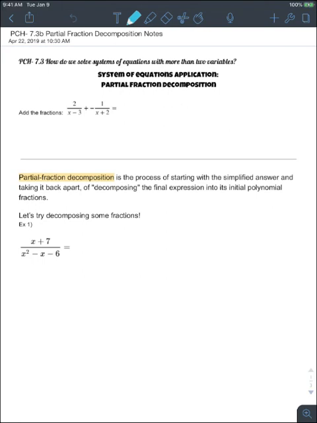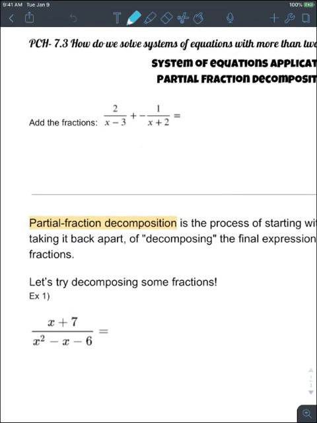Hey guys, we're gonna do partial fraction decomposition. So let's look at this example right here. The idea is that we're going to take a fraction that looks like this, and we're gonna turn it into split fractions. So how would I turn these two fractions, so add two fractions or subtract two fractions, until I get one fraction?